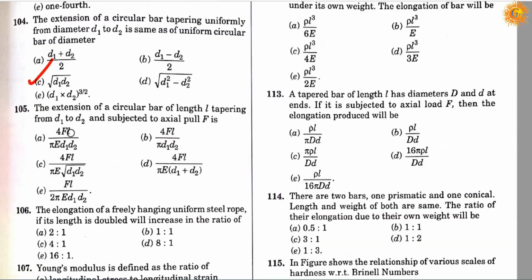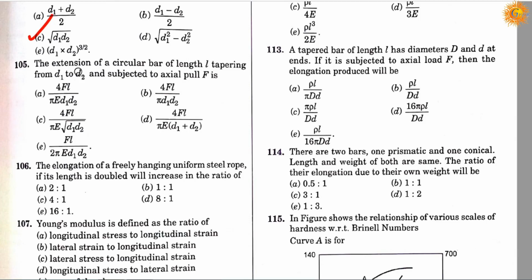Question number 105. The extension of a circular bar of length small l tapering from d1 to d2 and subjected to axial pull capital F is: option A F L divided by pi E d1 d2, option B 4 F L divided by pi d1 d2, option C 4 F L divided by pi E under root of d1 d2, option D 4 F L divided by pi E (d1 plus d2), and option E F L divided by 2 pi E d1 into d2. So correct answer is A. It will be 4 F L divided by pi E d1 d2.